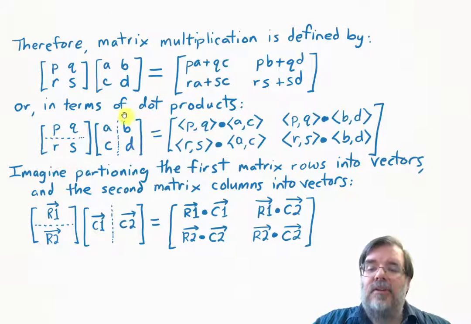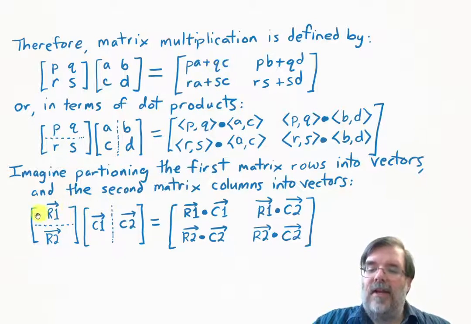For the second matrix, the right-hand matrix, draw a dashed vertical line. So we divide the first matrix into row vectors and the second matrix into column vectors. And then each entry is going to be a row vector from the first matrix dot with a column vector from the second matrix. For example, this first value here, that'll be the vector PQ dot with a vector AC. P times A plus Q times C gives us that value there.